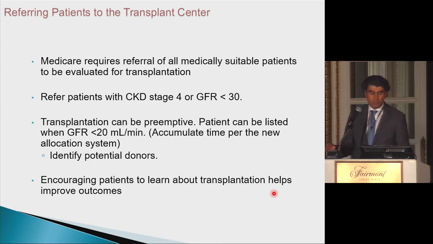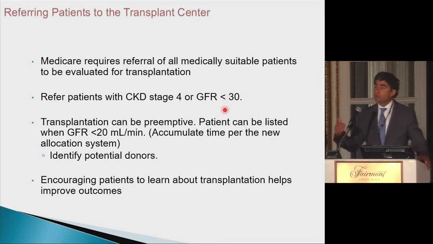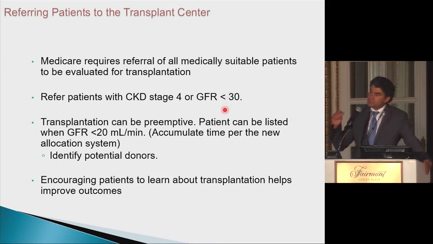So I think Medicare has enough evidence to refer all patients for medical evaluation for transplantation. So when do you refer a patient? You should refer patients early on in the process, when their GFR is below 30. Now it is more and more important, because when the GFR is below 20, those patients can be activated on the list and they can start gaining time. And this is new with the new allocation system.